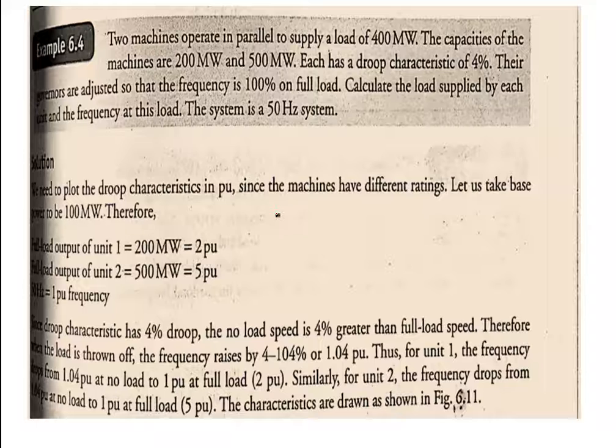Similar type, one more problem. Two machines operating in parallel supply a load of 400 megawatt. The capacities of the machines are 200 and 500 megawatt respectively. The droop characteristic is 4%, both machines having the same droop characteristic, and the frequency is 100% at full load. So full load is 400 megawatt, and 100% means the frequency is 50 hertz. Calculate the load supplied by each unit and the frequency at this load. The system is 50 hertz.